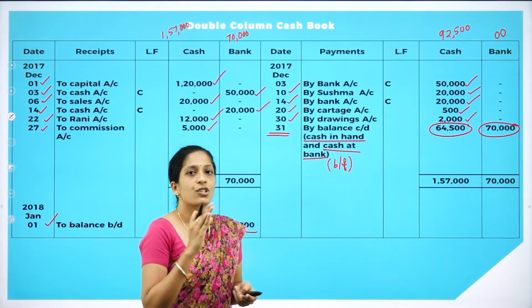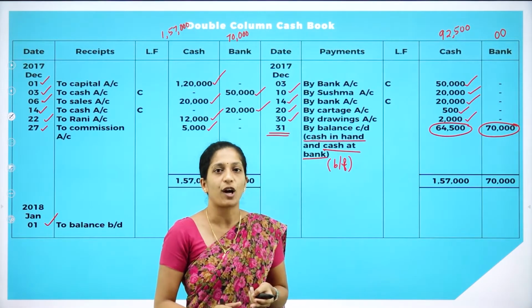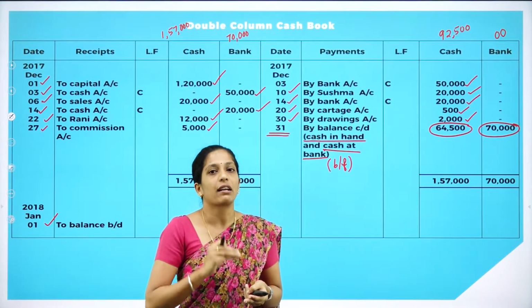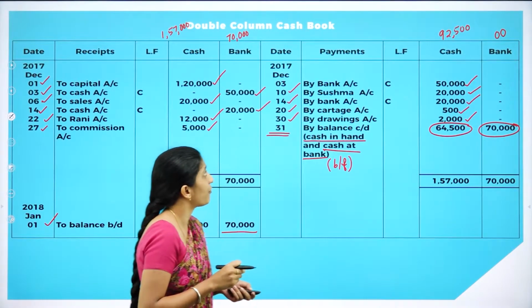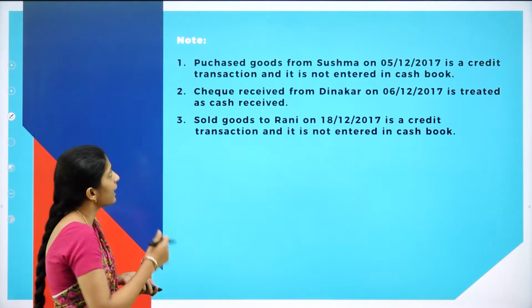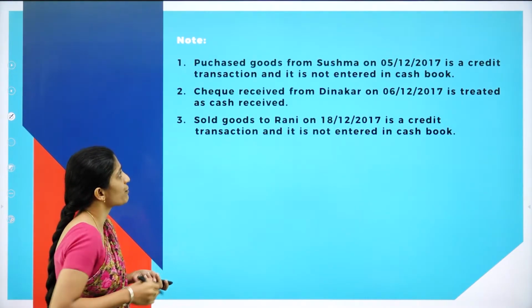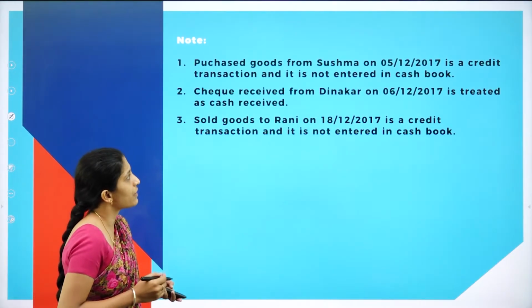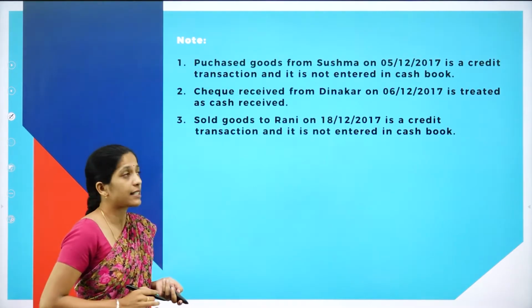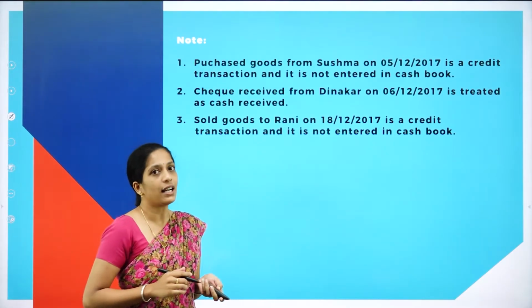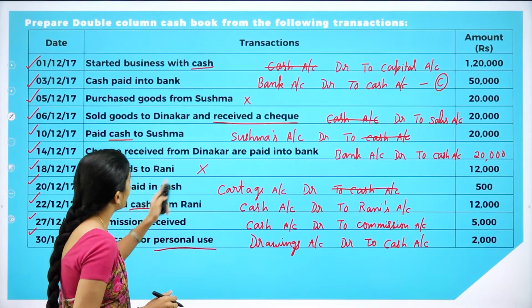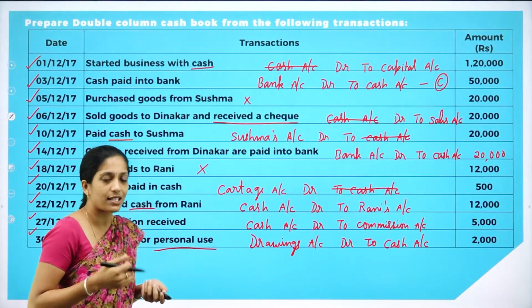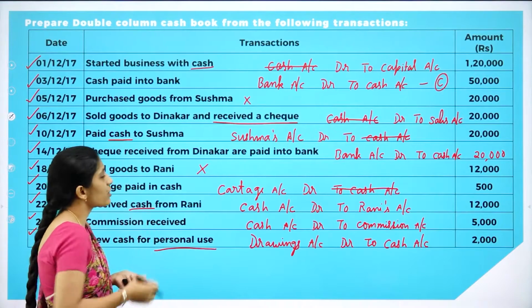So my dear students, this is a very important 12 marks problem where sometimes you get a credit transaction also. For that you have to write a note. Here I have given the note: purchase of goods from Sushma on 5/12/2017 is a credit transaction and it is not recorded in the cash book. So we have identified here that is 5/12/2017, purchase of goods from Sushma.